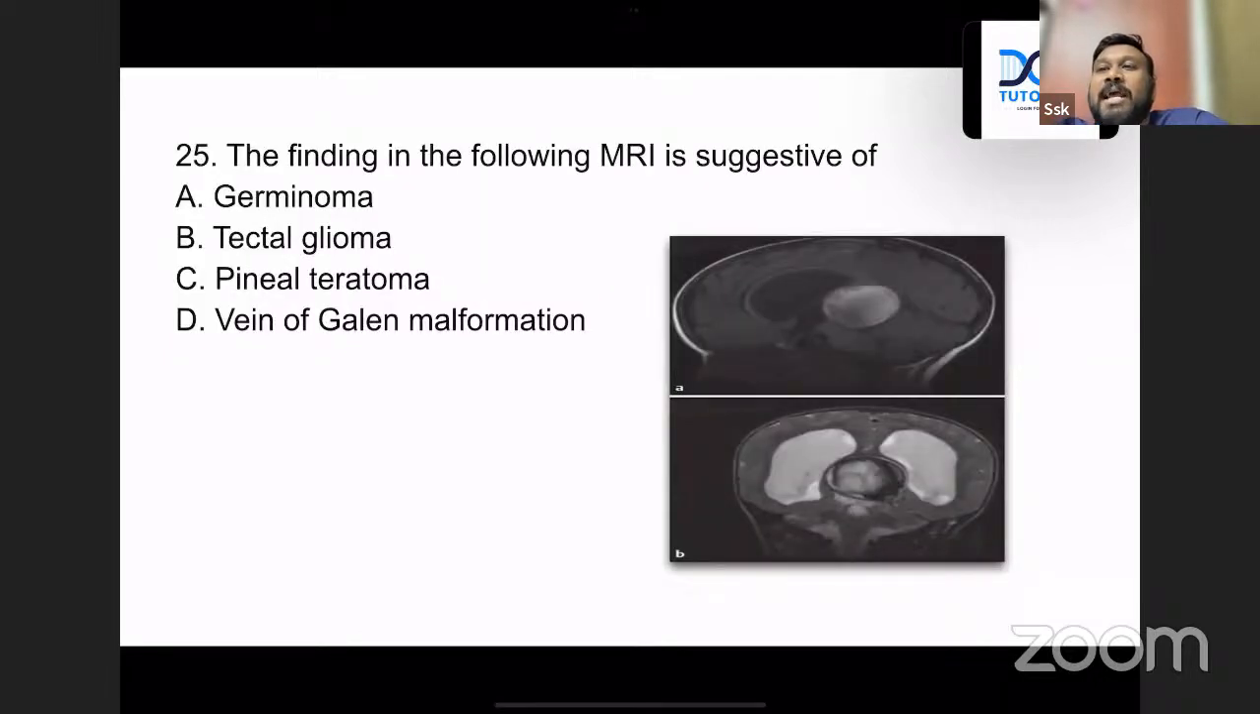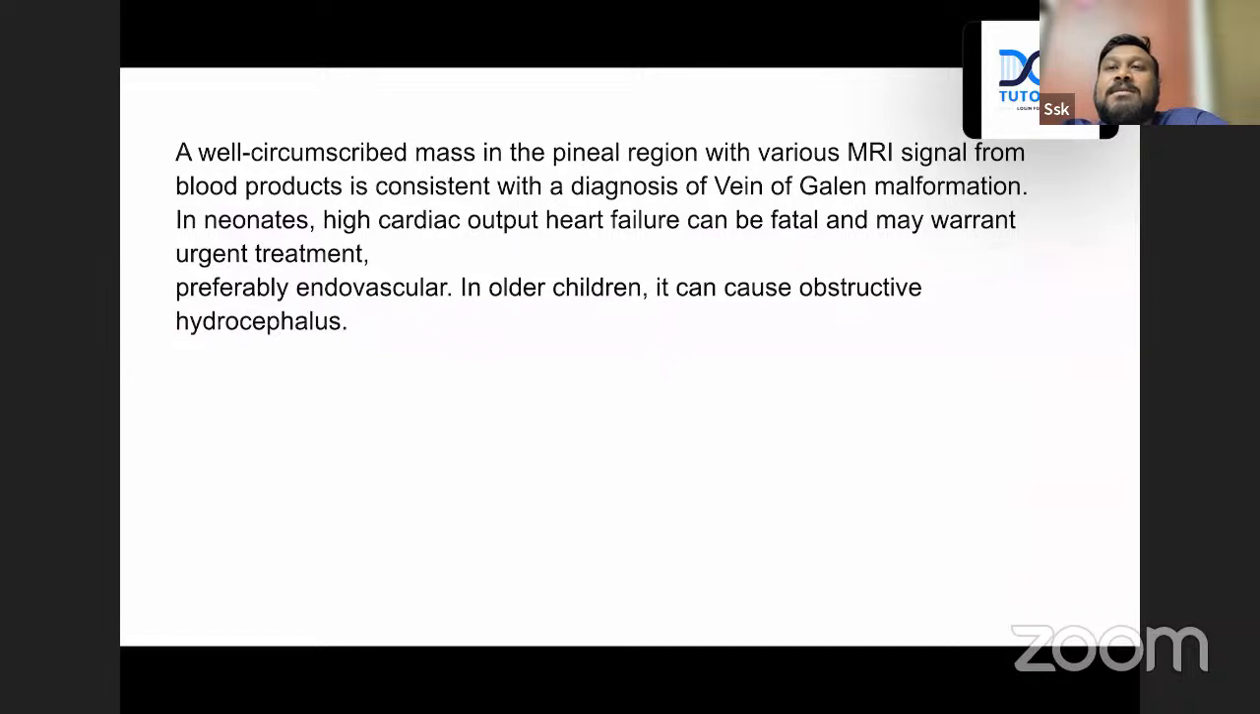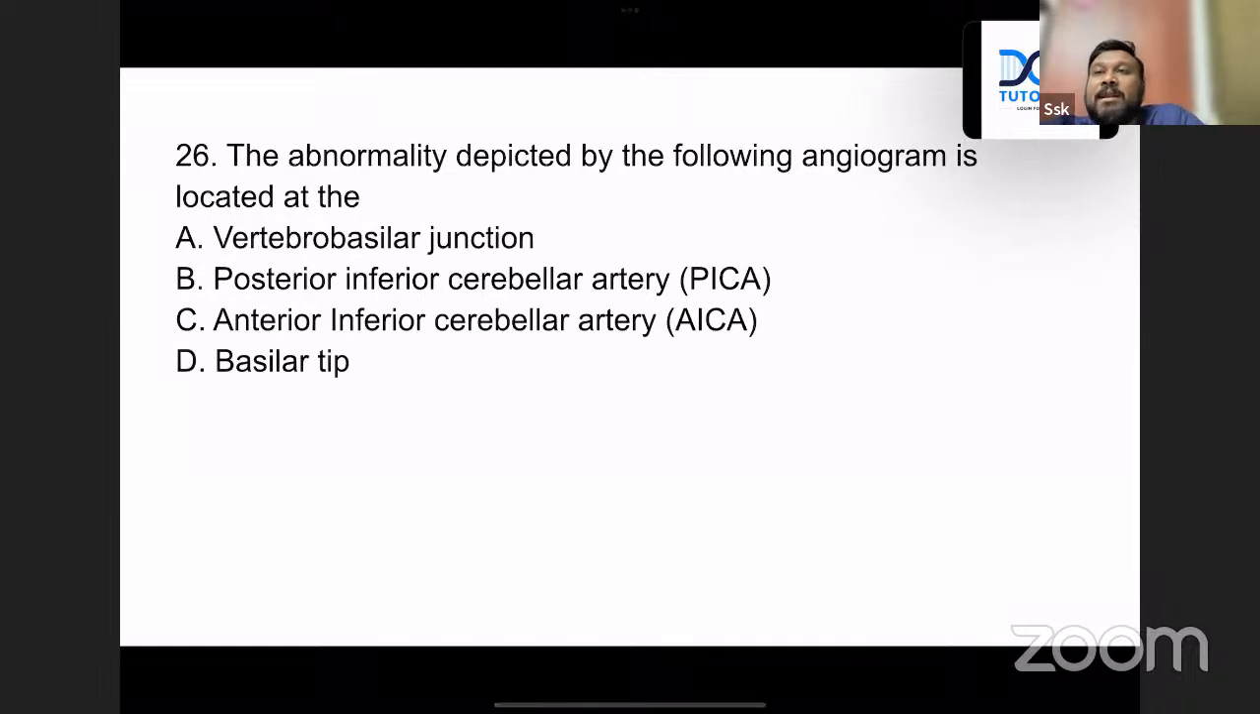This MRI image is highly suggestive. You can see that in the pineal region there is a large space occupying lesion. So this is characteristic of a vein of Galen malformation. A well circumscribed mass in the pineal region with various MRI signals from blood products is consistent with the diagnosis of vein of Galen malformation. So in neonates, it has a tendency to present with high output cardiac failure, and it warrants an urgent treatment, especially endovascular treatment.